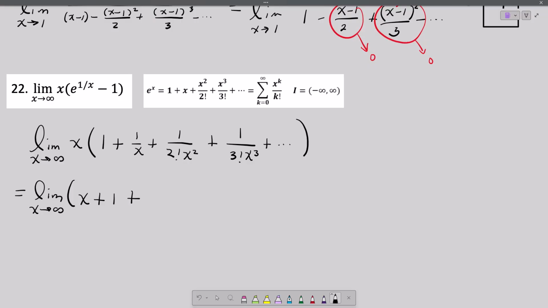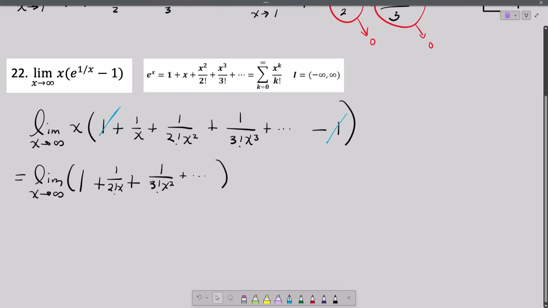Oh, whoops, I forgot a minus 1 over here, didn't I? This is e to the 1 over x minus 1. So there's the infinite series there for e to the 1 over x, but then we subtract off 1. So that's going to go away. This one and this one subtract each other away. And so then when the x distributes, x goes to 1 over x, we get a 1. x goes to this one, and we get 1 over 2 factorial times x. And then we get 1 over 3 factorial times x squared, plus etc.